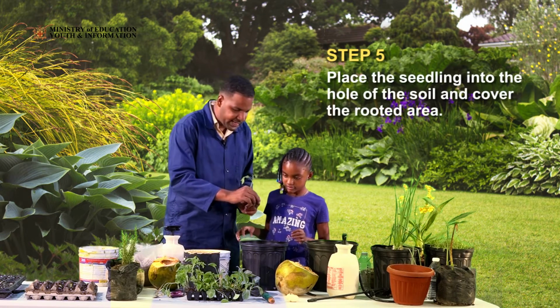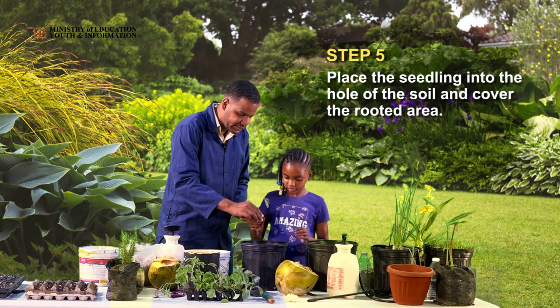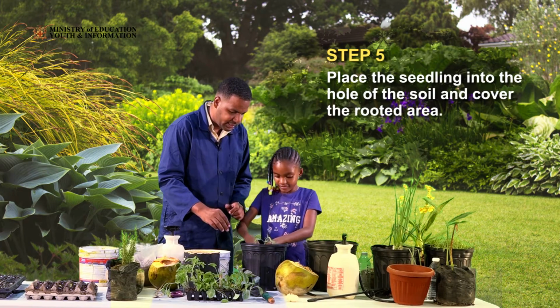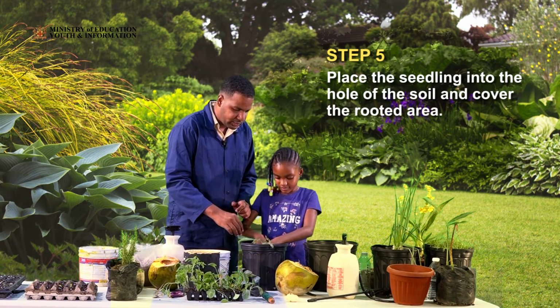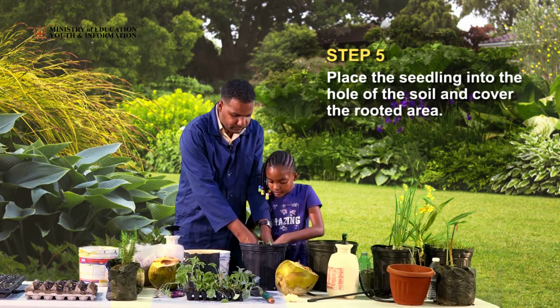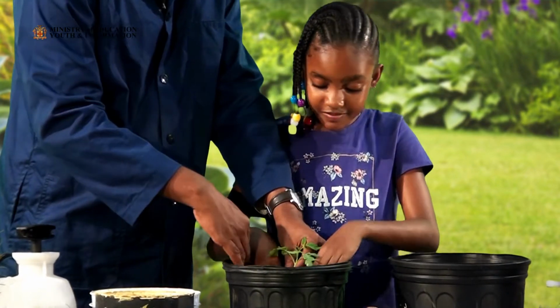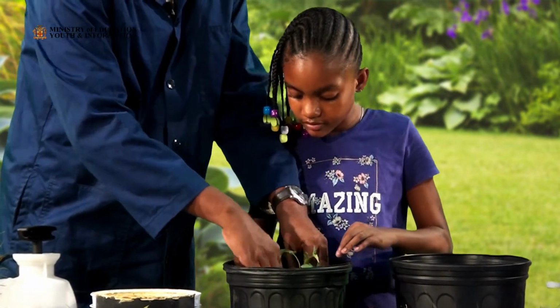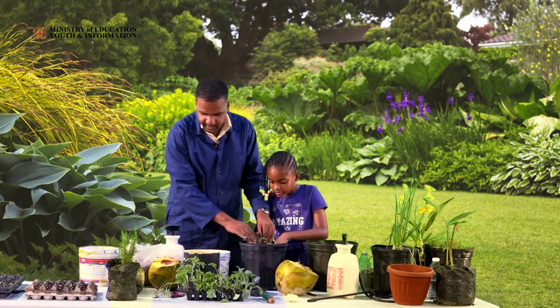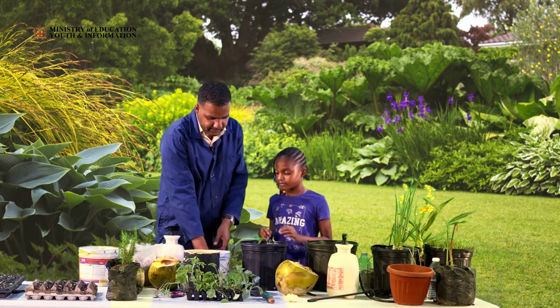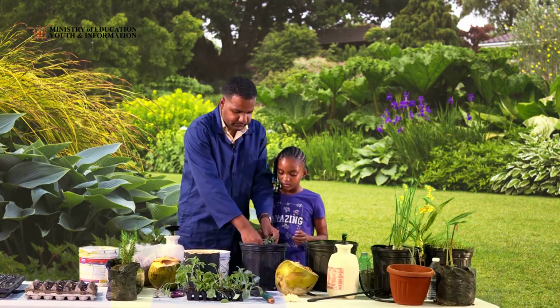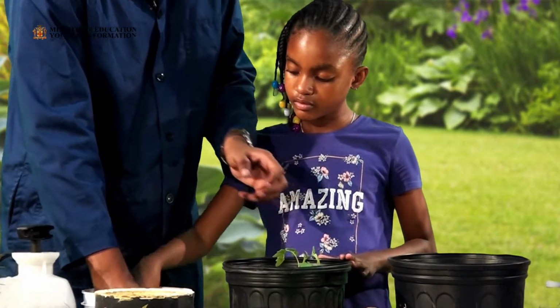So we can use our hand or we can use our hand spade to create that indent. So we're going to place our seedling. So Yanara, place your seedling in the center. Be careful, right? Cover it, right in the center. And then we're going to add some soil to the seedling.